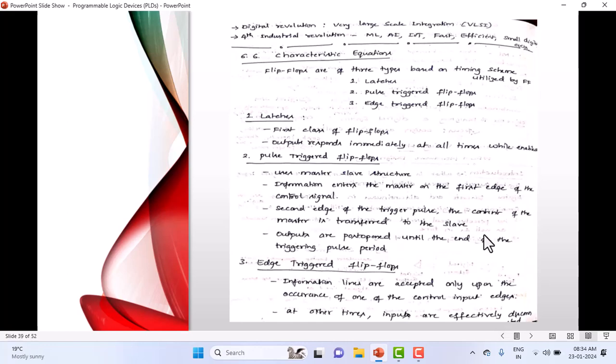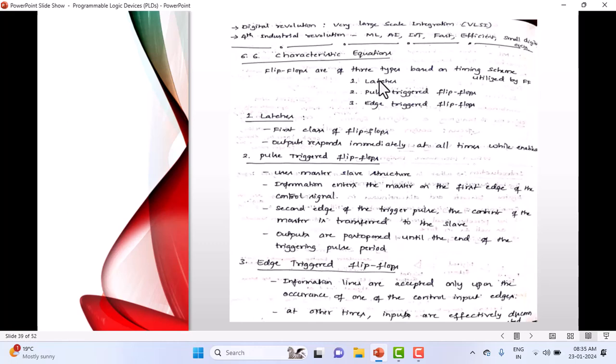Okay, in today's class I'll show you how to write the characteristic equation for the flip-flops that we have discussed in the previous class. What do you mean by characteristic equation? We can't call this a Boolean equation. We should call equations related to a flip-flop a characteristic equation, because this describes the characteristics, the property of a flip-flop. I'll just go through them, and also keep in mind that we have discussed the following flip-flops.